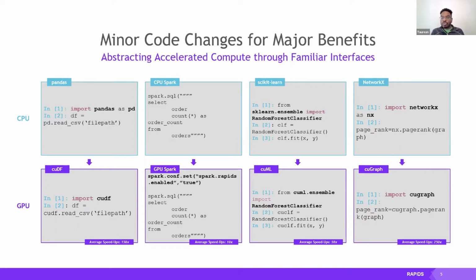We really do try to be very familiar, so you don't have to relearn a whole new language or API. You are able to pretty quickly go from Pandas, Spark, Scikit-learn, NetworkX to their analogs of cuDF, GPU Spark, cuML, and cuGraph. And as long as you have a compatible GPU, you can immediately take advantage of all those benefits.